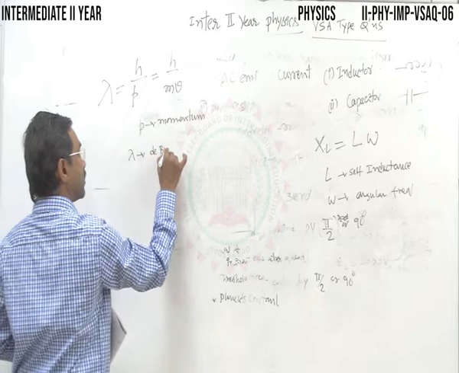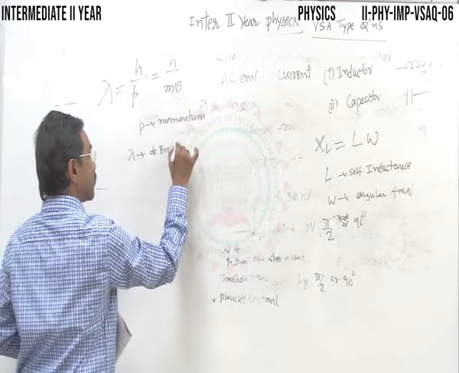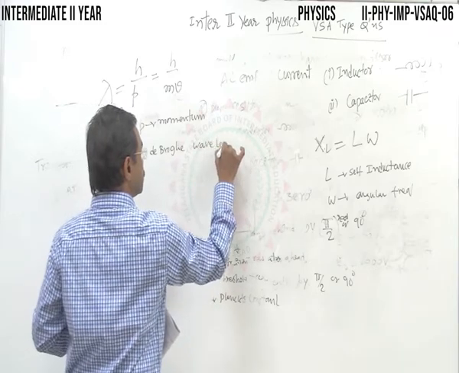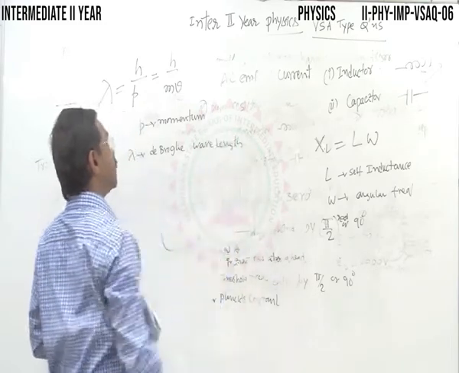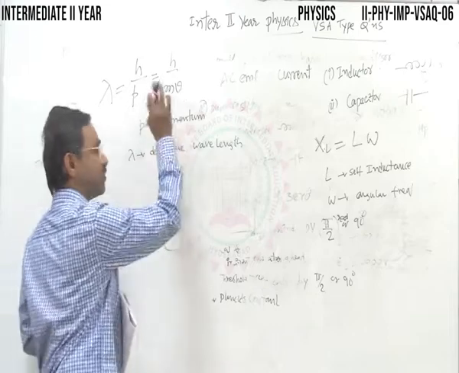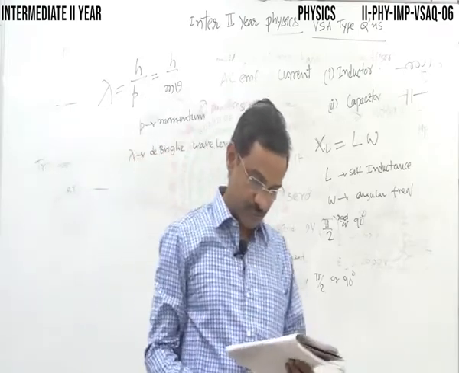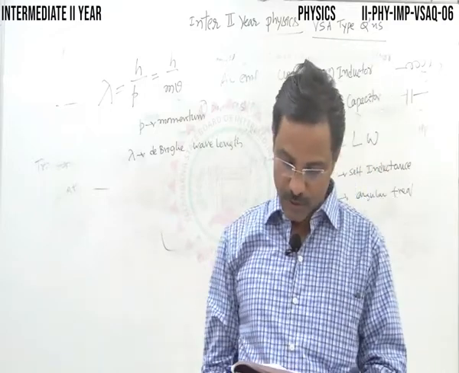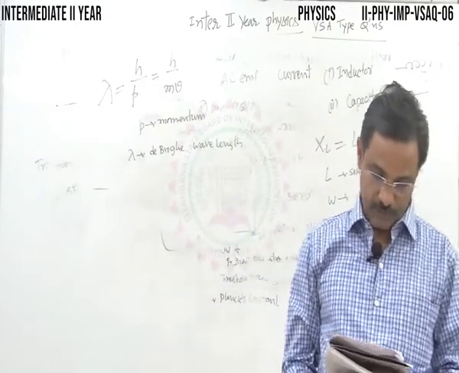De Broglie wavelength, or wavelength of matter wave. Of course, m is the mass, v is the velocity. These are familiar terms. So based on this, you can expect numerical problems as well.